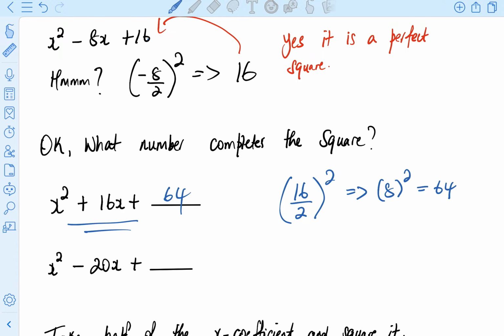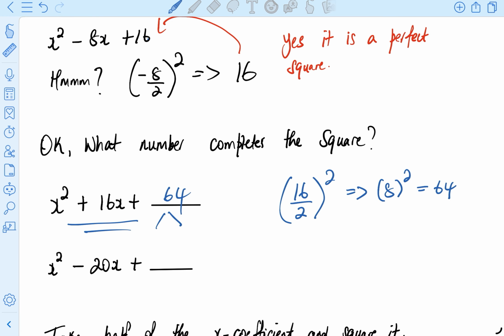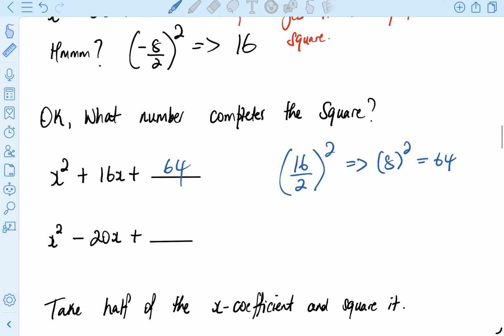Now, based on what we were doing before, think about it. What two numbers multiply to give us 64 and add to give us 16? We can tell it's 8 and 8, right? So if we were supposed to factor it, it's kind of simple. And I'm going to give you guys the formula shortly. So what about this one?